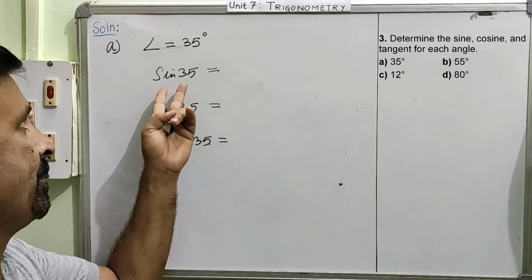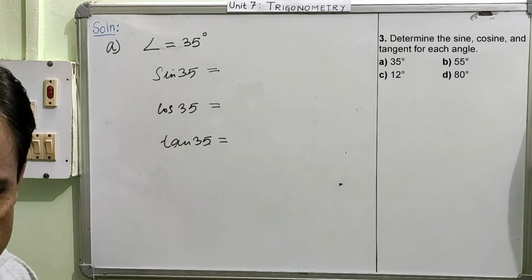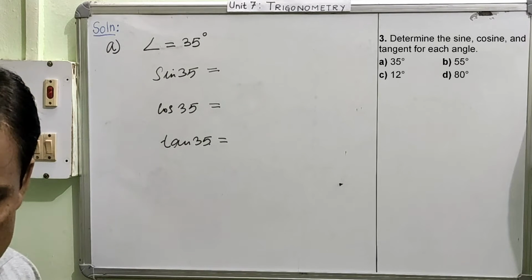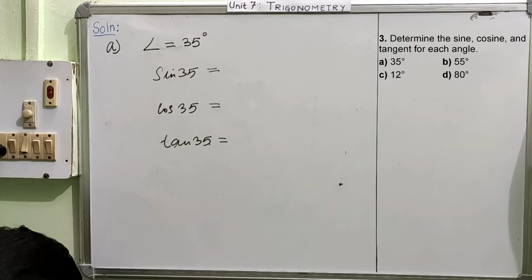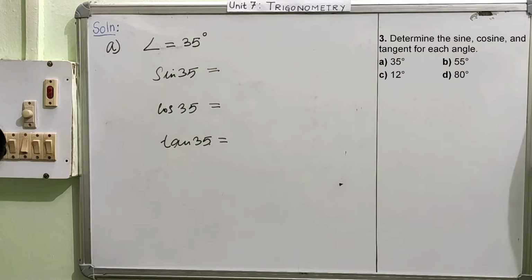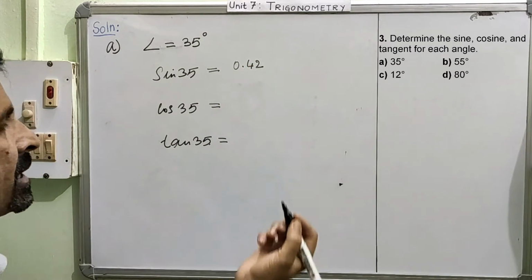So in the calculator you can type sine and then 35. You will get the answer. So sine 35, cos 35 and tan 35. So I will try to see sine 35, how much it is coming. Sine 35, right? It is coming as 0.42. Its value is coming as 0.42. That's it. Very simple, no?